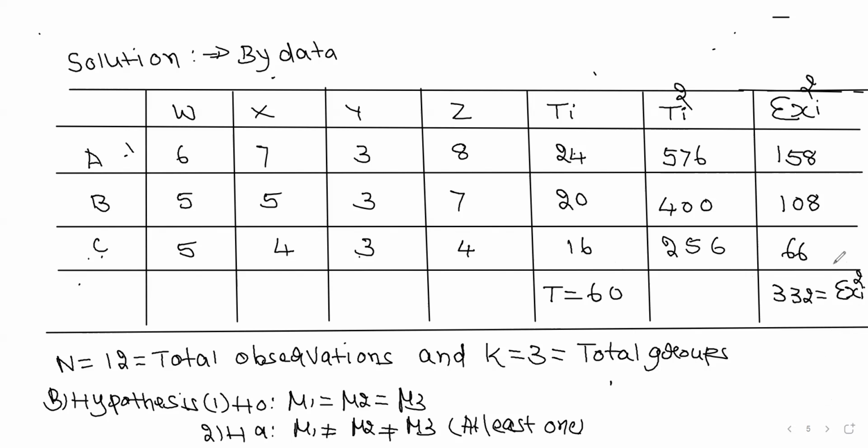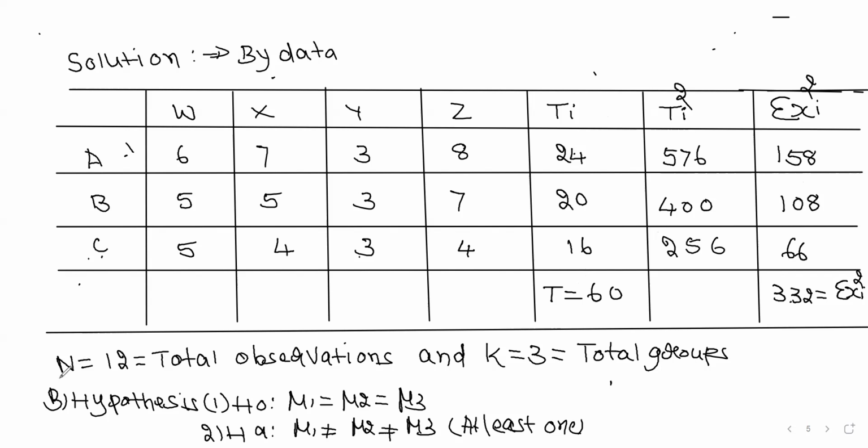Then again, I want, what is this? Summation of X square. Means again, shift 1 button, 3rd button, and number 1. That is summation of X square. Now look here, 66. Now add them, it is 332. Add this Ti, 60. Okay.